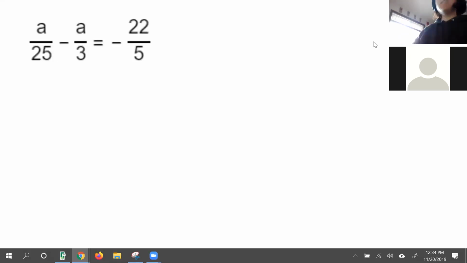Okay, guys, this is the second half of the live lesson. I just wanted to show you the two examples of multiplying by that common denominator.